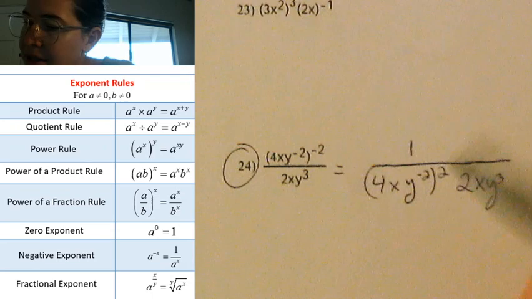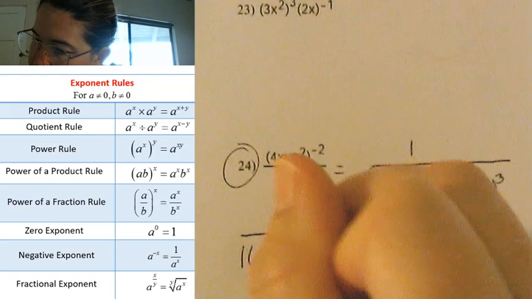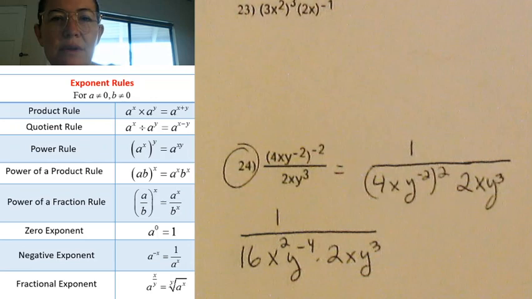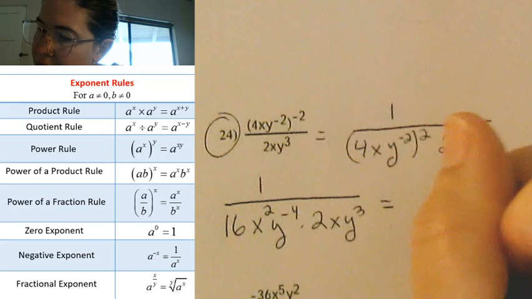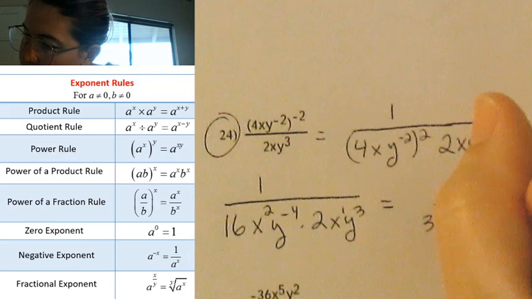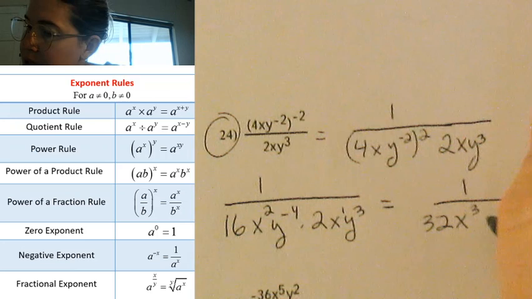So I've got 4, so 1 over 4 squared is going to be 16. x squared, y to the negative 4, times 2, x, y cubed. All right. So now I'm going to combine some stuff. So I've got 1 over the 2 and the 16 is my 32. I've got an x squared and an x to the 1. When I multiply, that's our product rule. We're going to add those up. So that is x cubed. And then our y's, I've got a y to the negative 4 times y cubed. That's going to be y to the negative 1.